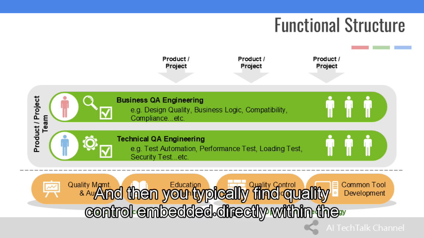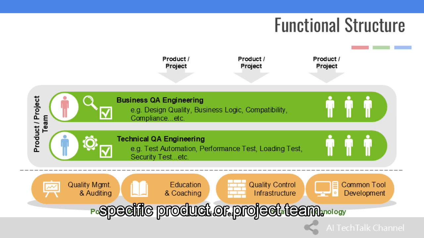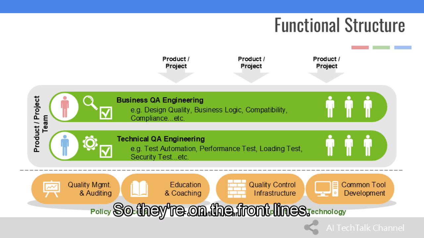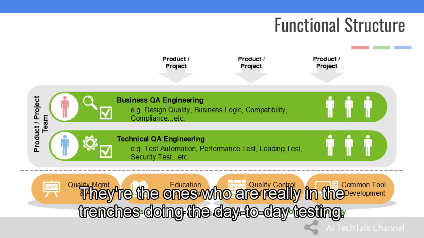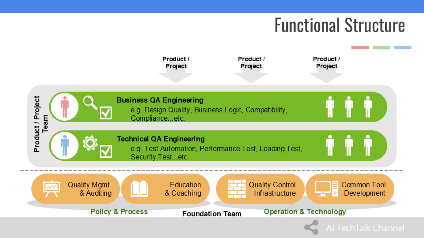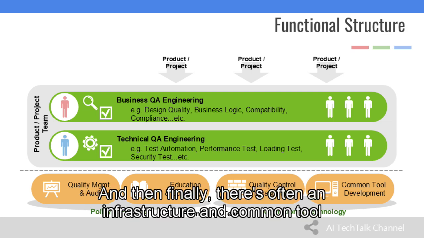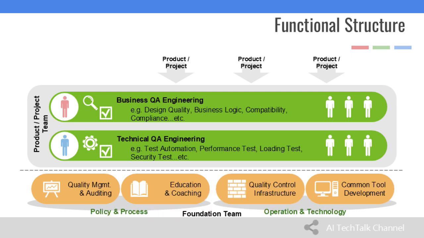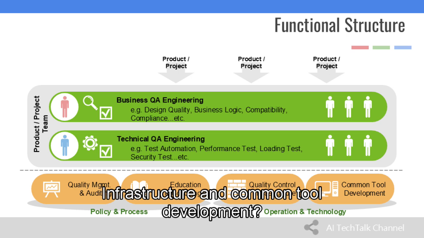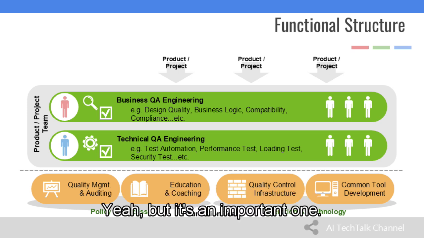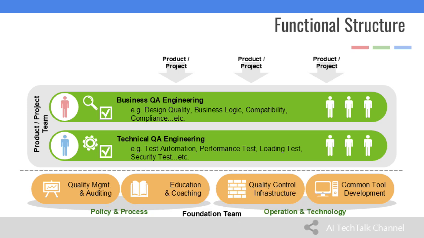And then you typically find quality control embedded directly within the specific product or project teams. So they're on the front lines. They're the ones who are really in the trenches doing the day-to-day testing. And then finally, there's often an infrastructure and common tool development team. Infrastructure and common tool development, that's a mouthful. But it's an important one. What do they do?